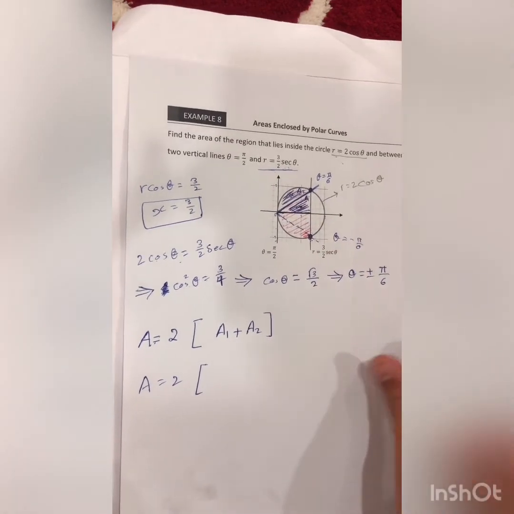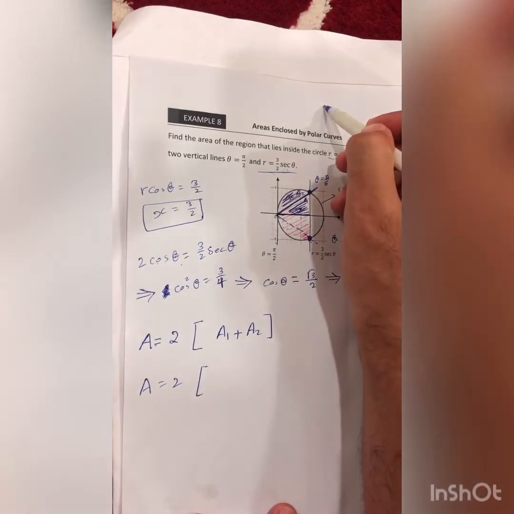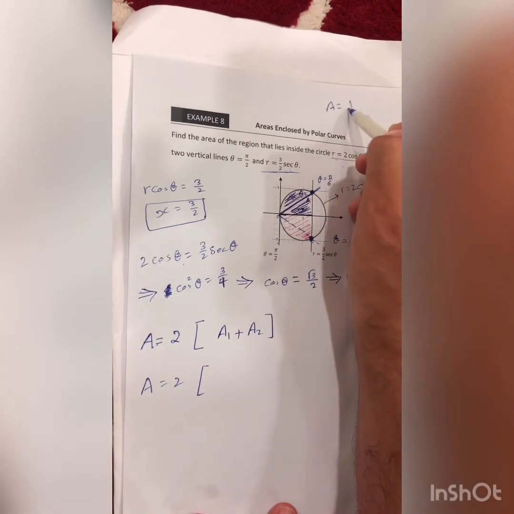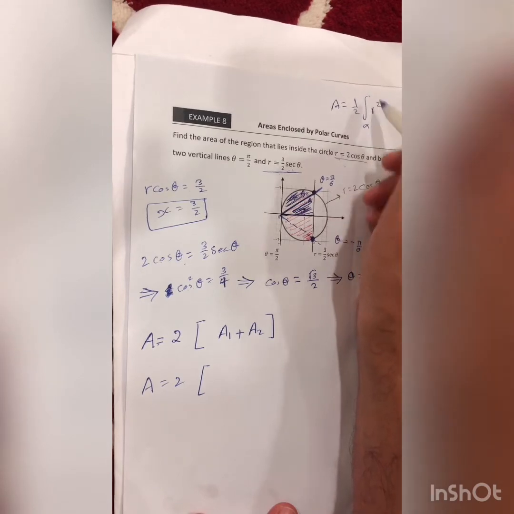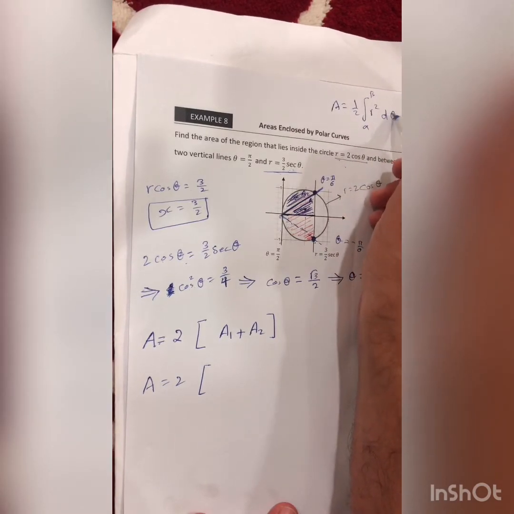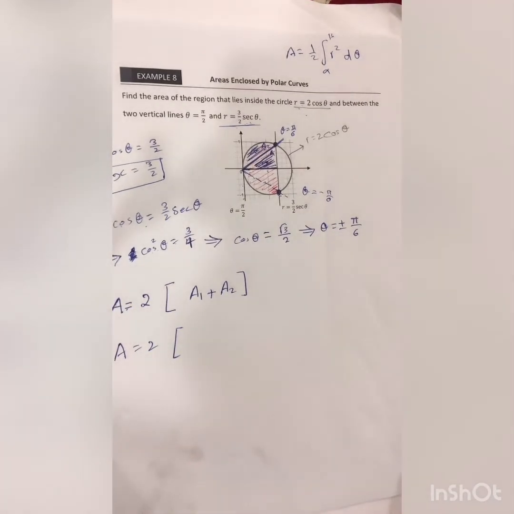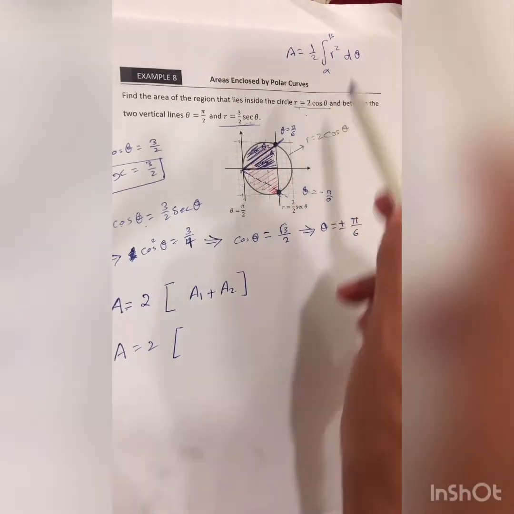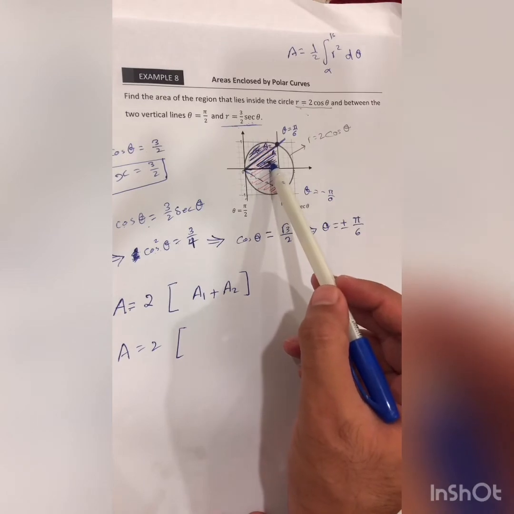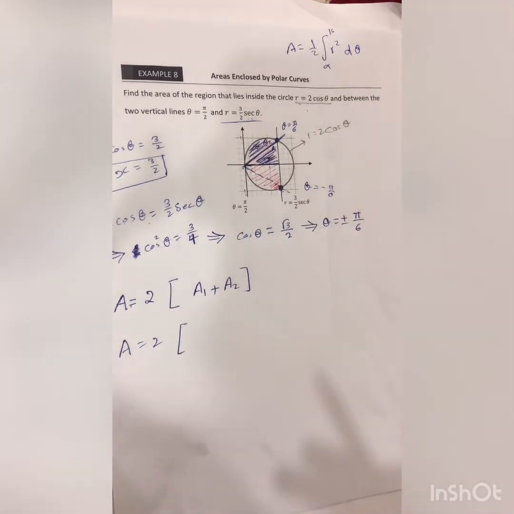Okay, so we just use the formula. The area under the polar curve equals half the integral of r squared from alpha to beta, d theta. Now, using this formula, we can calculate A1. A1 is just the area under the vertical line 3/2 secant theta.